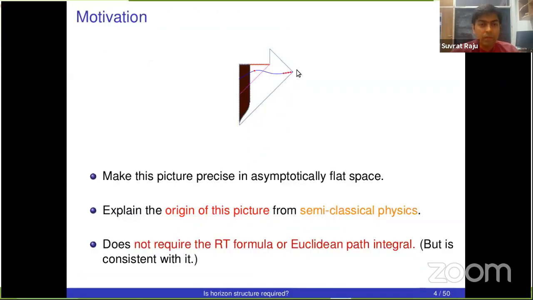So my objective in this talk today is going to be to try and make this picture that I just described precise in asymptotically flat space. And I'm also going to try and explain, I know there was a lot of discussion yesterday about where these effects come from, the origin of this picture from semi-classical physics. And it's going to be a somewhat different approach to the approach that we heard about in the talks yesterday, because in particular, I will not invoke either the Ryu-Takayanagi formula or the Euclidean path integral. So it's going to be a complementary approach on a similar kind of problem.